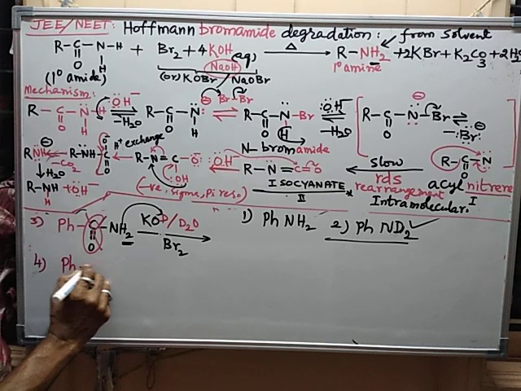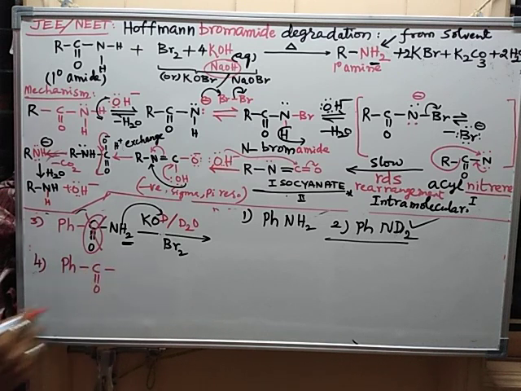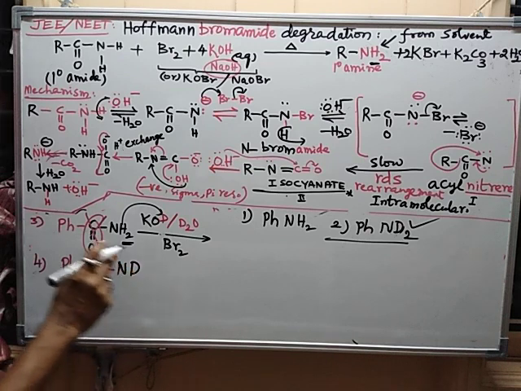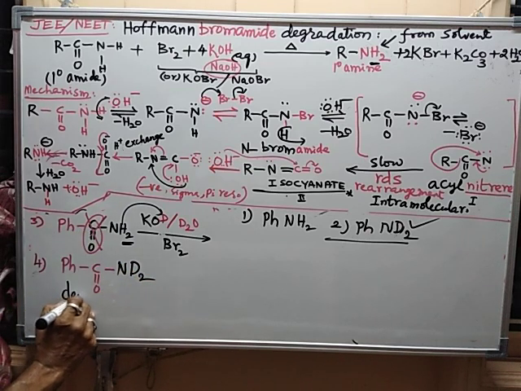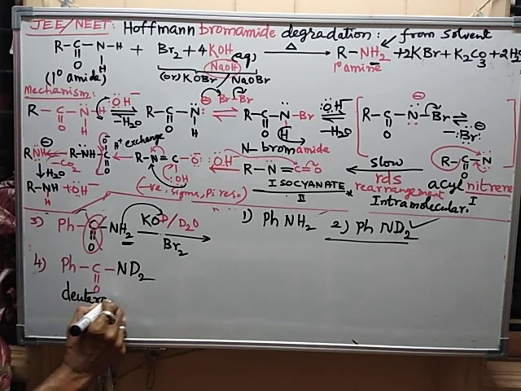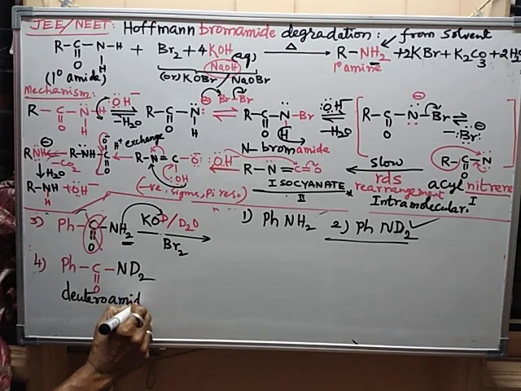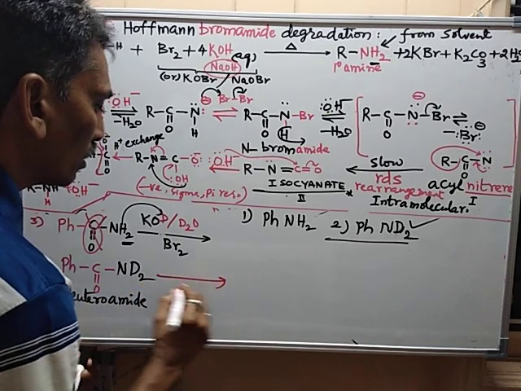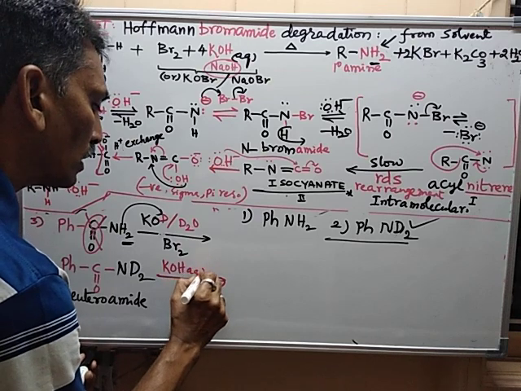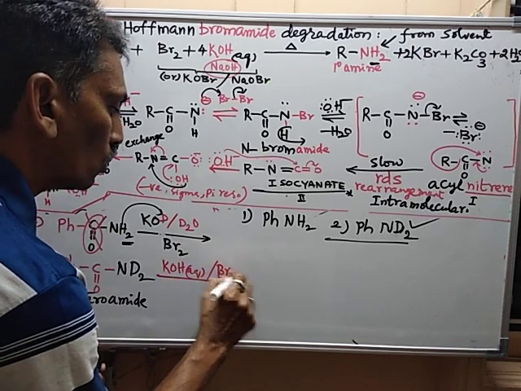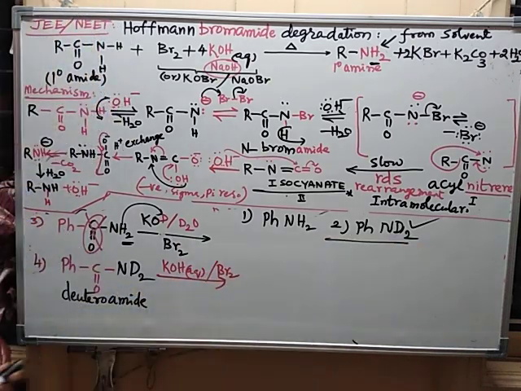PhC=O ND2. In the place of hydrogens, deuteriums are taken, and for your understanding it is deuteroamide. It is now treated with the same story, KOH aqueous with Br2, using the same options.